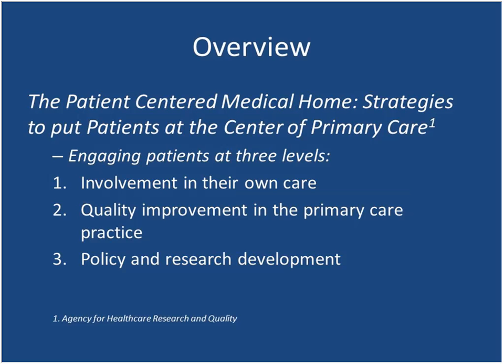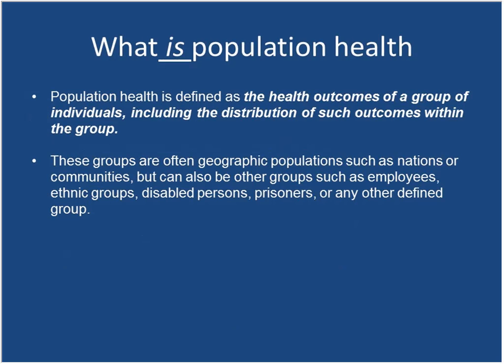So just as an overview, the patient-centered medical home, this is straight from your articles from the Agency for Healthcare Research and Quality, the AHRQ handout. The strategies put patients at the center of primary care, and they suggest engaging patients at 3 levels: involvement in their own care, the quality of improvement in primary care practice, and then policy and research development, and that this approach will help benefit their health and the population health of the nation overall. And I would agree. But how do we do that? What are the mechanisms that we should be using? How can this be accomplished? So I think that's the first question that we'd have to ask about this type of approach.